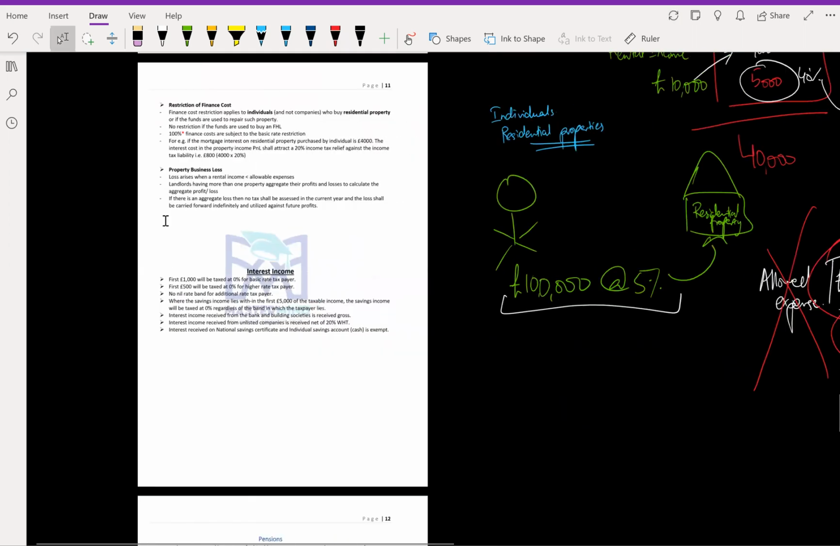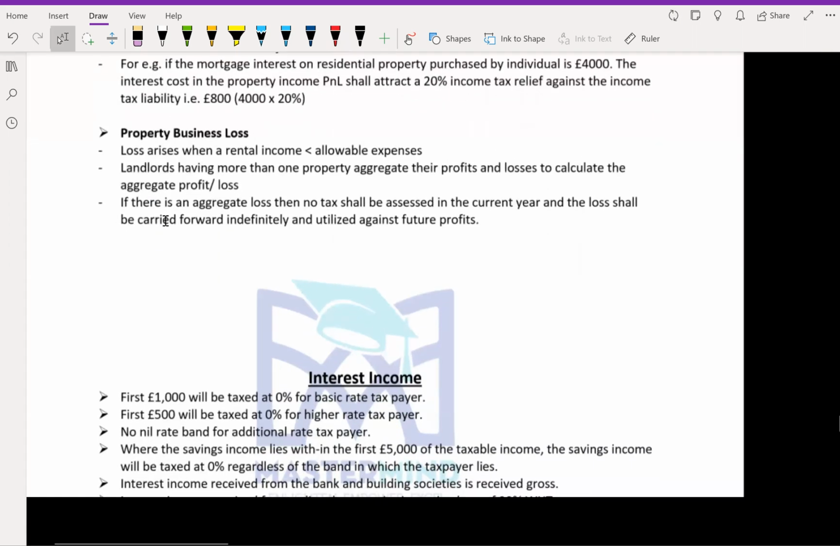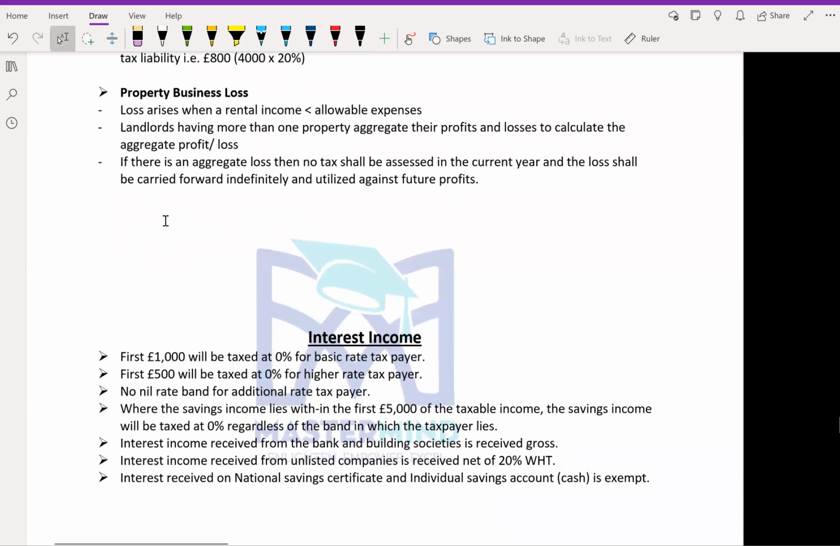All right. Now, one last thing. Property business loss. Loss arises when you have expenses more than the income, right? Simple. That is when loss arises. Now, if the loss arises on one property, remember you have to aggregate the profit and loss of all properties first. Add together profits and losses of all properties. Now, see if you're getting a net loss on all properties.